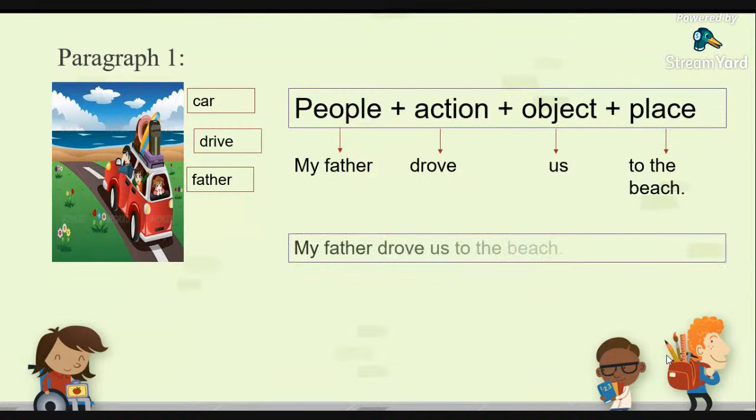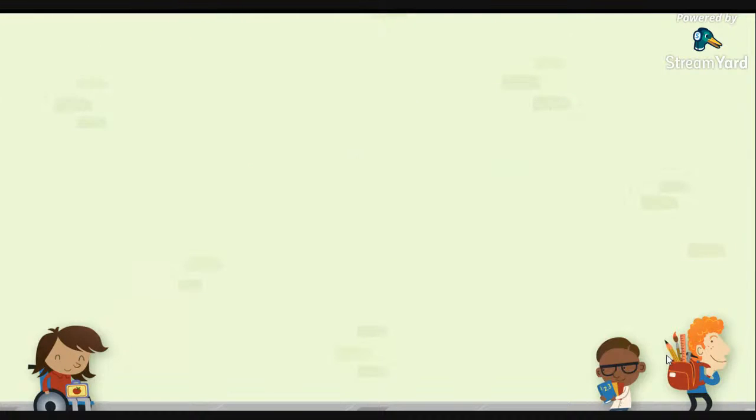So we'll have this sentence. My father drove us to the beach. So this sentence actually explains how we are going to get to the beach. Macam mana kita nak sampai kat beach tu, kan? Oh, my father yang drive the car. My father drove the car, kan? Okay, now you have a paragraph.